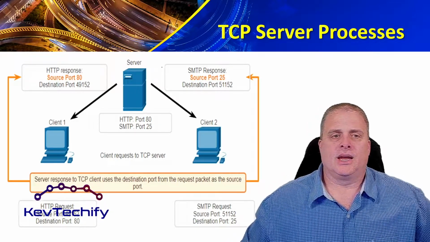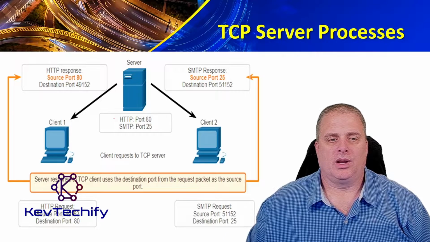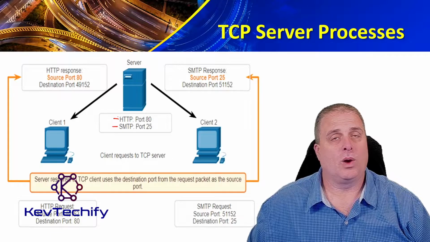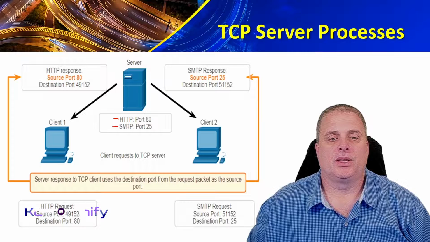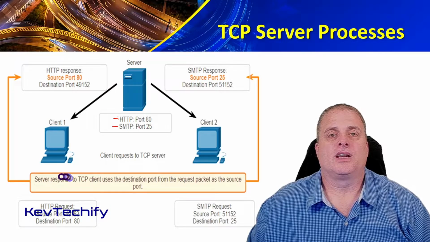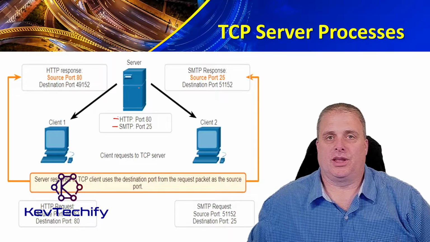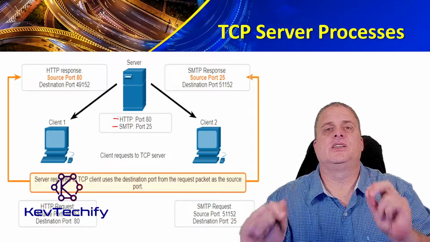Here, in this example, we have our server in the center. We have two different applications running: HTTP and SMTP. HTTP is our web server that's listening on port 80. We have SMTP, Simple Mail Transfer Protocol, that is our mail server. So our server is hosting a web server and a mail server. They can run on the same computer, but notice they are listening to different ports.